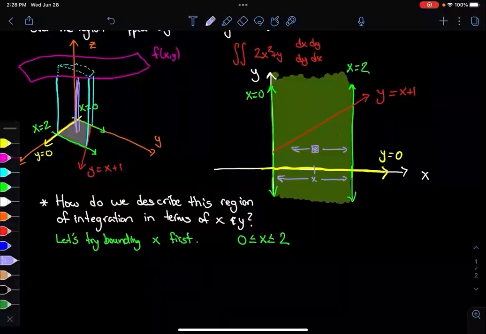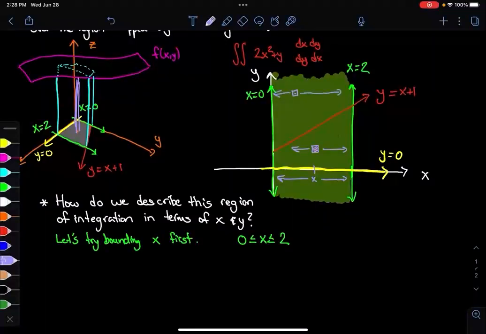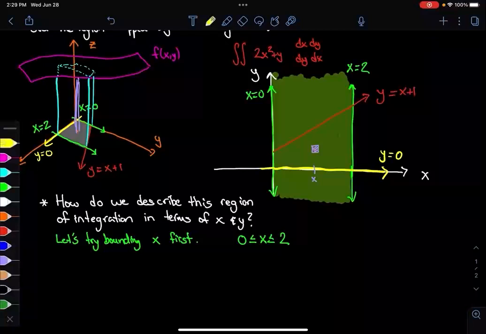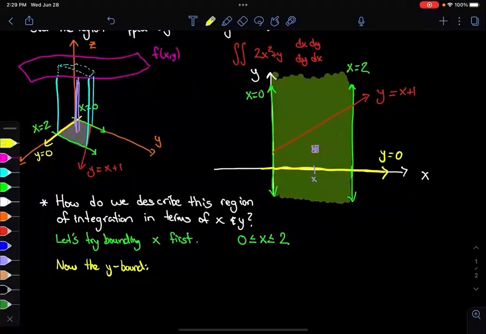This is good, but it also allows me to pick x's up here, because technically this box over here would go from 0 to 2 as well. And so clearly we need one more bound here. We need something that's going to stop us from going too high in the y direction as well. So if we take a look at the y bound, what does y go between?